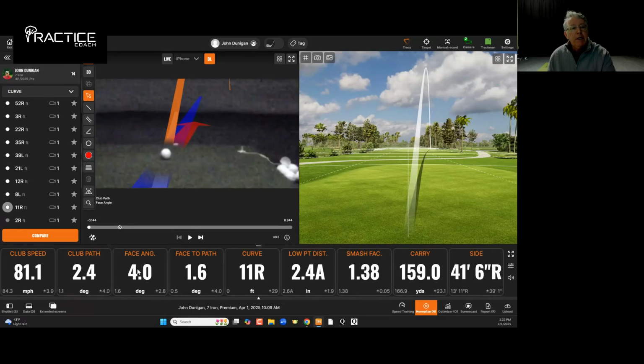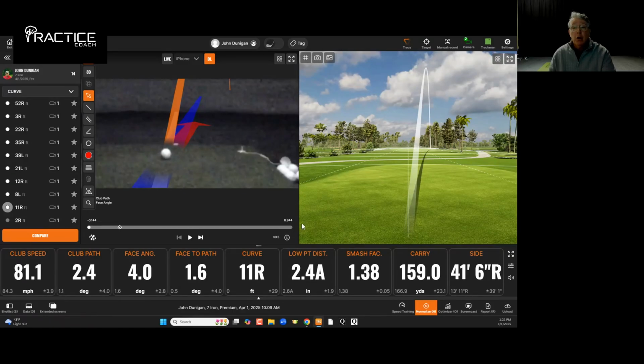Okay? In this case, the face was, this is the difference. Even I can do this math. 2.4 club path. Club face was 4 to the right. Positives are right, negatives are left. The face was then, therefore 1.6 degrees right of the path. And that's going to curve 11 whole feet to the right. Got that? Because the face was right of the path, the ball curved right.